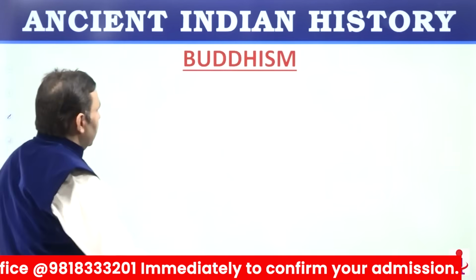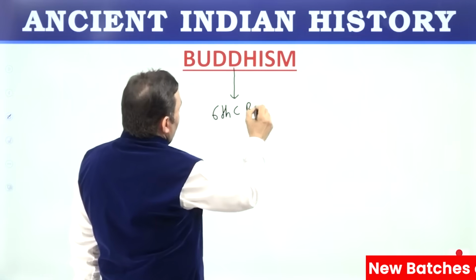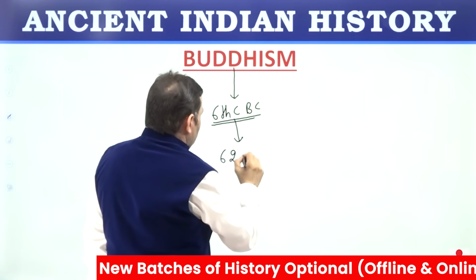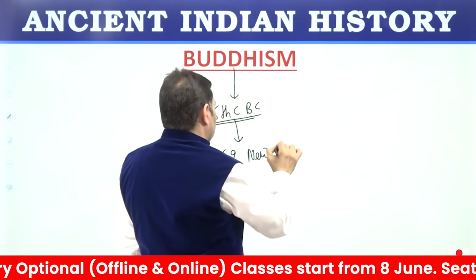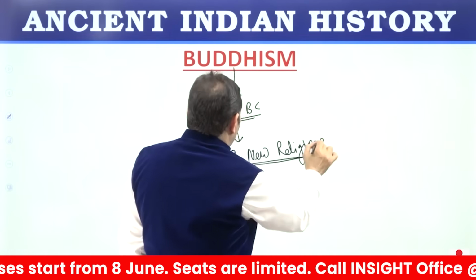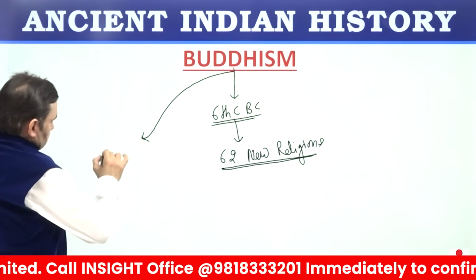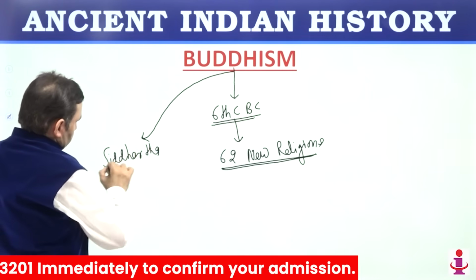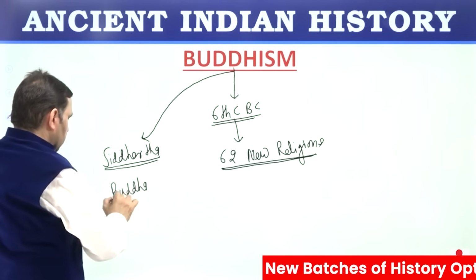Moving to the next phase, in 6th century BC, a number of new religions emerged, and number of these religions was 62 heterodox sects, so 62 new religions came into existence. Two among these were Buddhism and Jainism. Buddhism was founded by Siddhartha or Mahatma Buddha. So Mahatma Buddha was the founder, that's why the name is Buddhism.